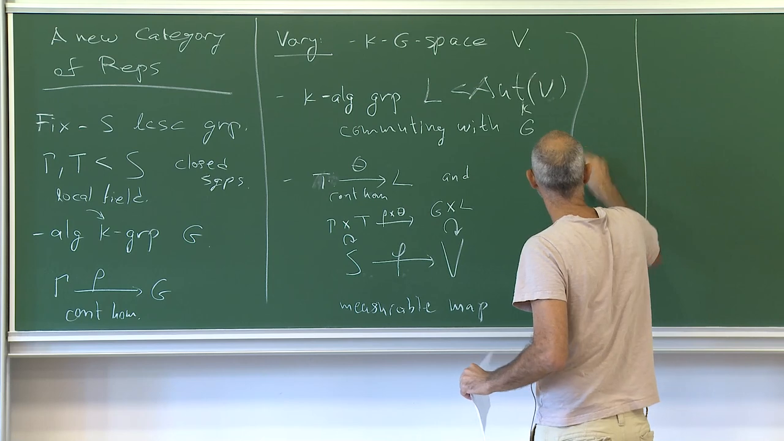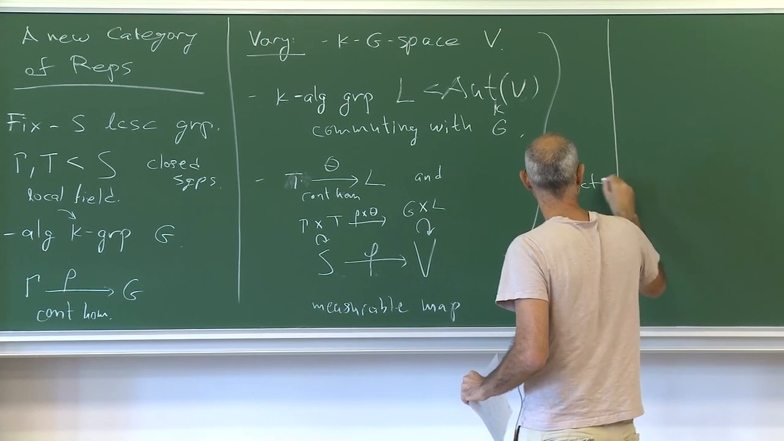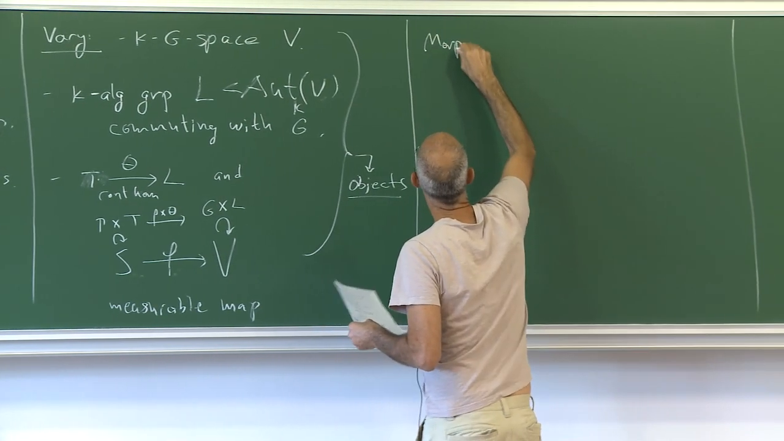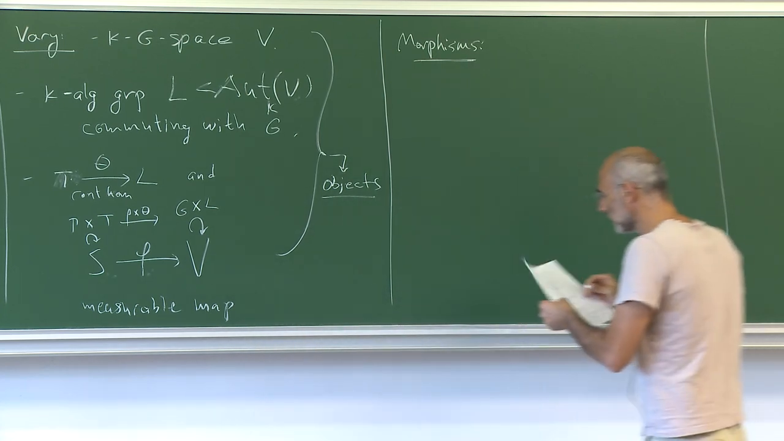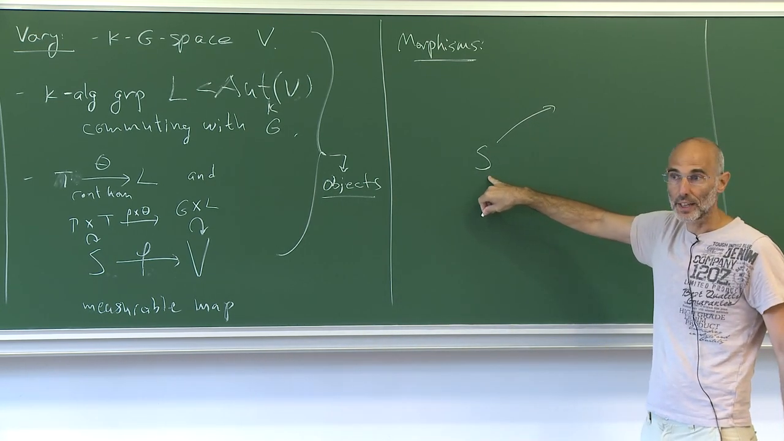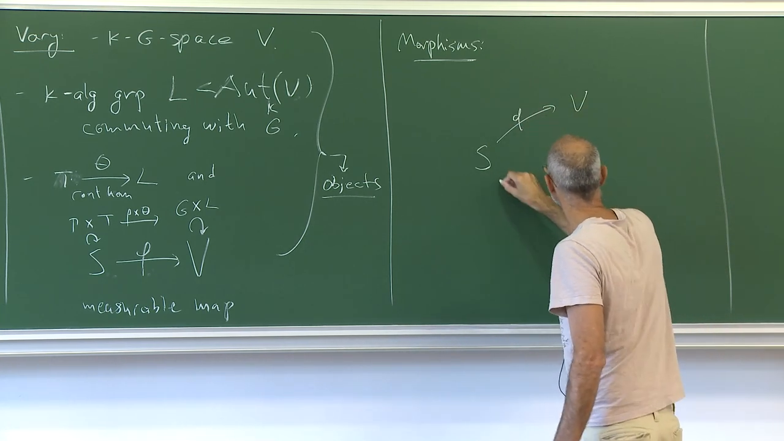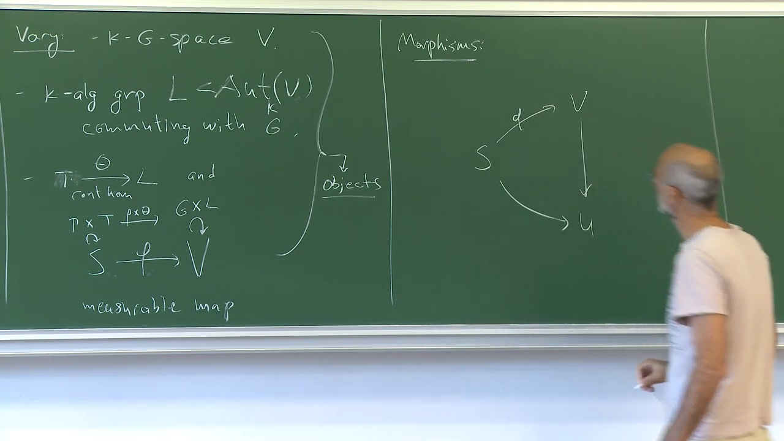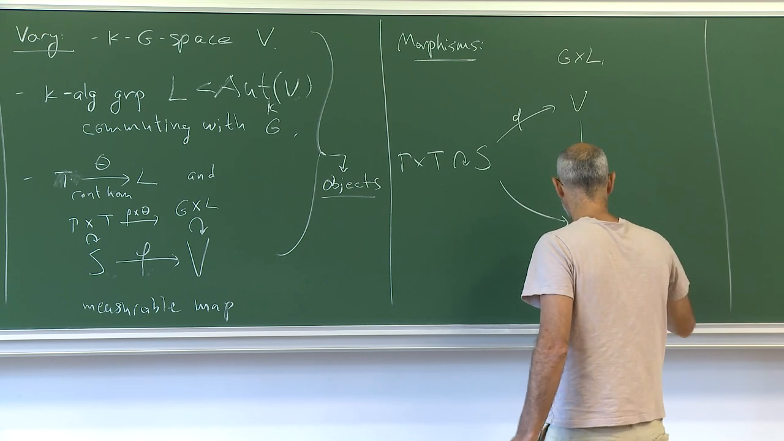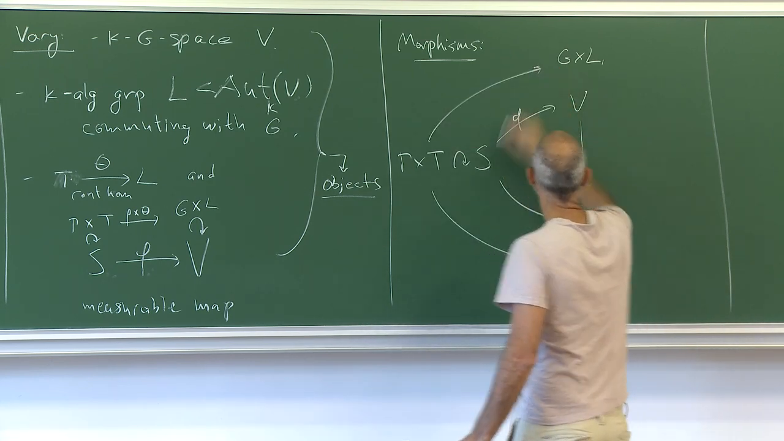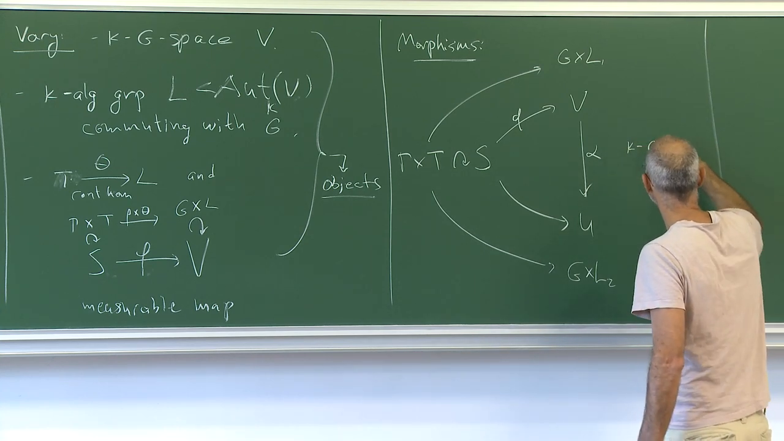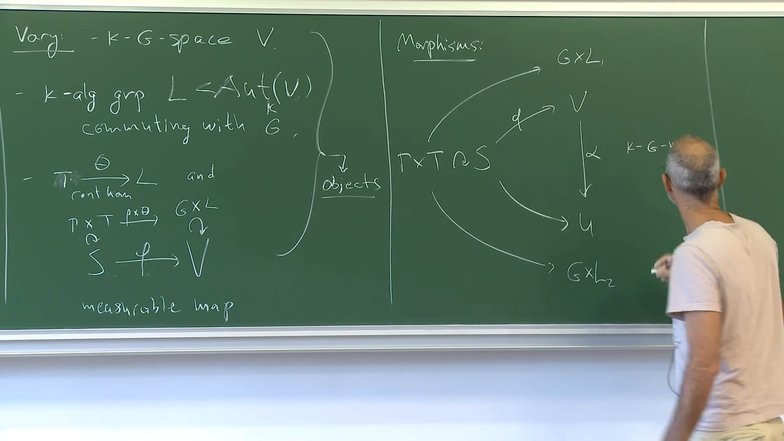So all these are objects in this category of representations that we study, and morphisms will be given by more or less the same diagram that we had before. I replace the previous X by S, and now I'll have V, and maybe another U. And here I have, just to remind ourselves, the actions of G times L1 and G times L2. Maps, and the diagram is equivariant. And a morphism is this alpha, which is a KG map, a morphism of varieties.